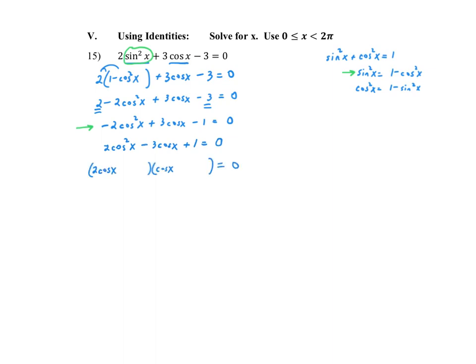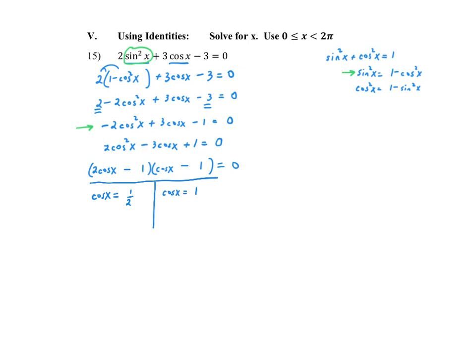2 cosine of x times cosine of x is 2 cosine squared of x. 1 times 1 is 1. The signs both have to be negative. Tea time! We'll end up getting cosine of x equals 1/2 and cosine of x equals 1.